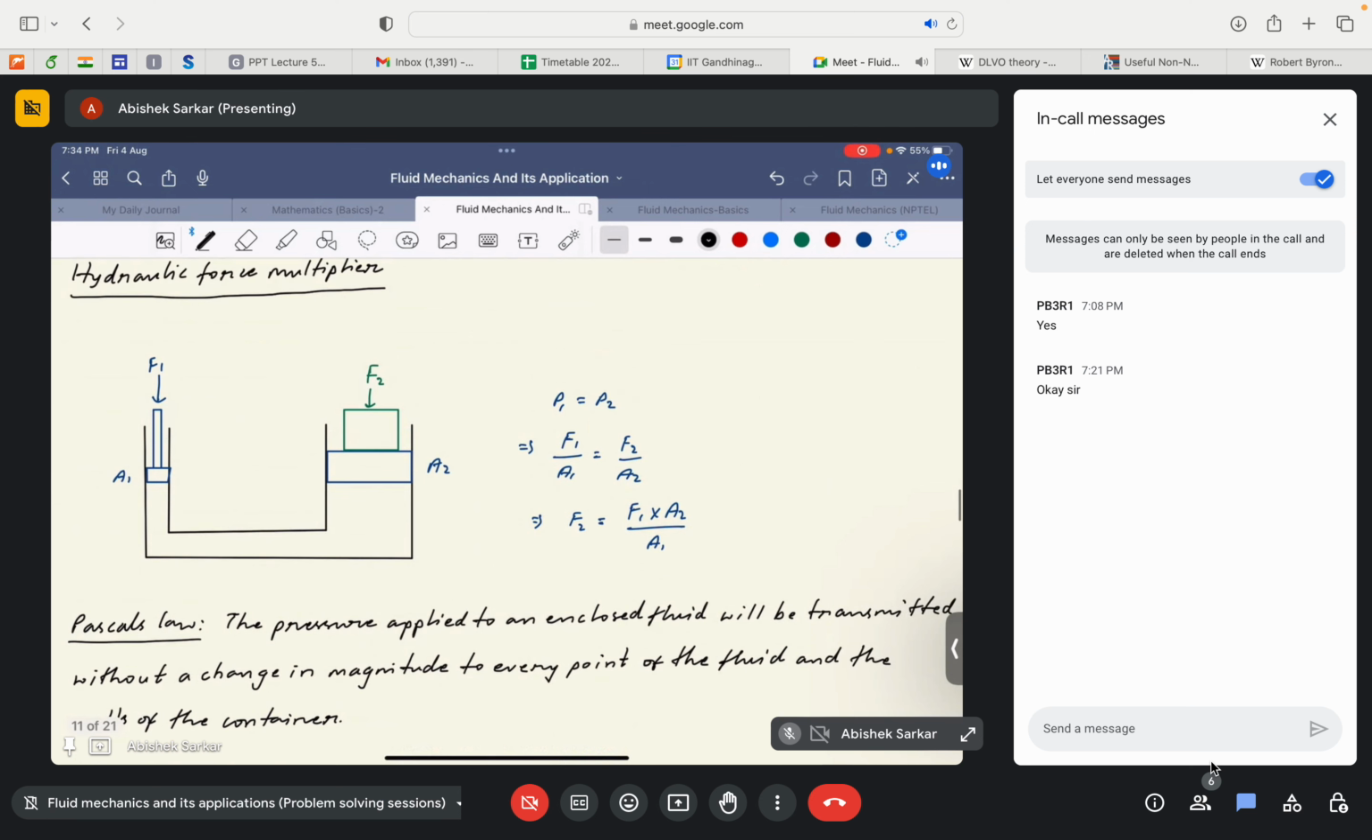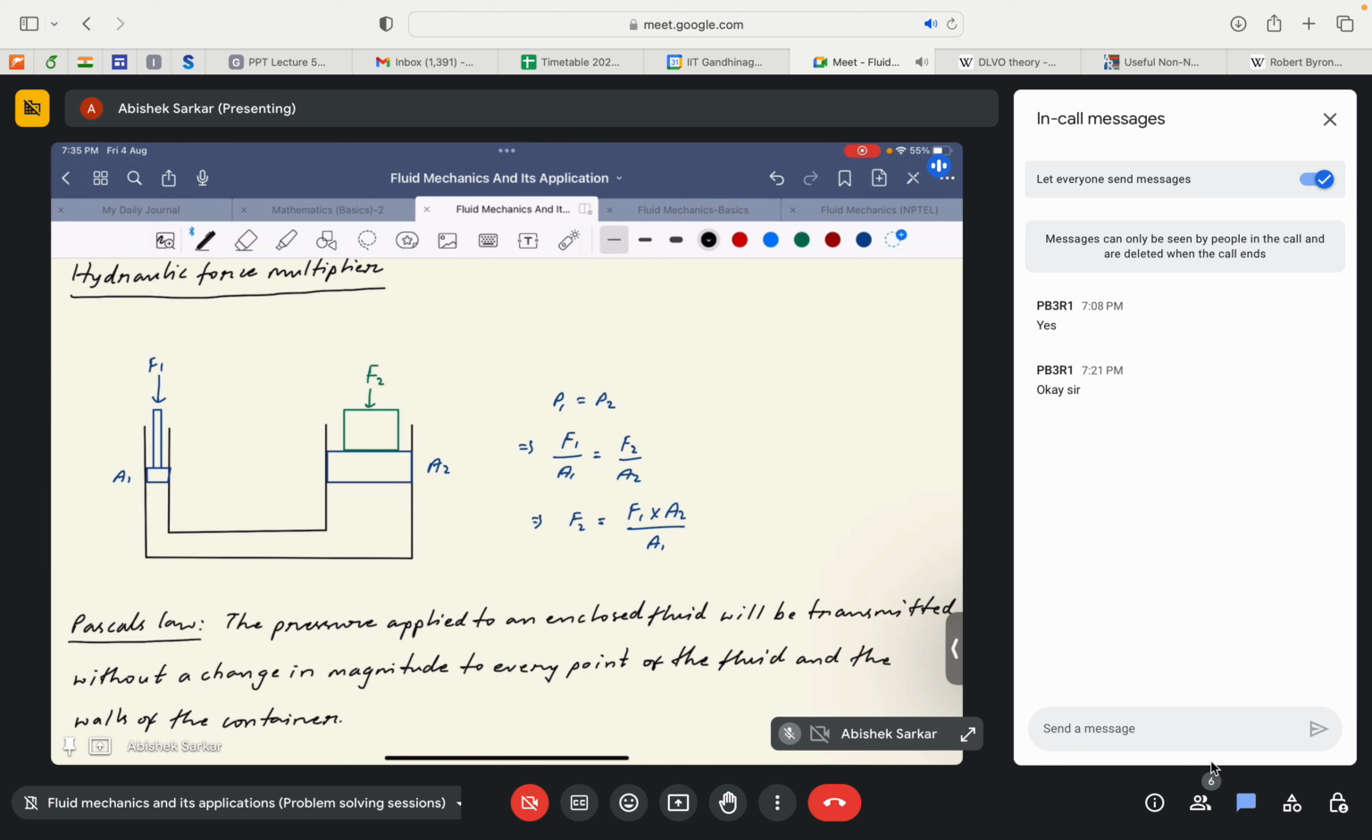Okay, so again, as I told, we will revisit the concept of Pascal's law, because of the application it has in our day-to-day life. So again I would reiterate the definition of Pascal's law. Pascal's law states that the pressure applied to an enclosed fluid will be transmitted without a change in magnitude to every point of the fluid and the walls of the container.